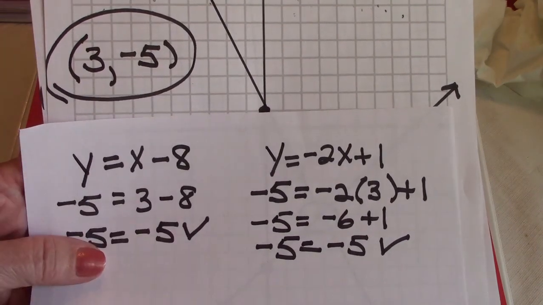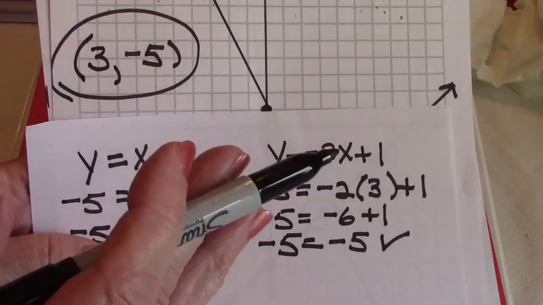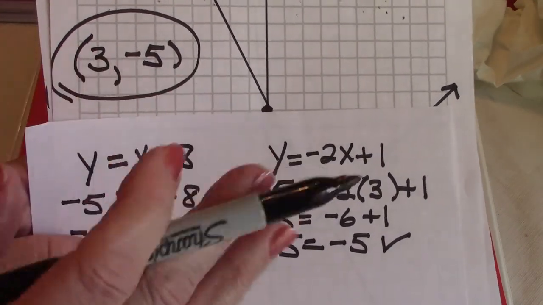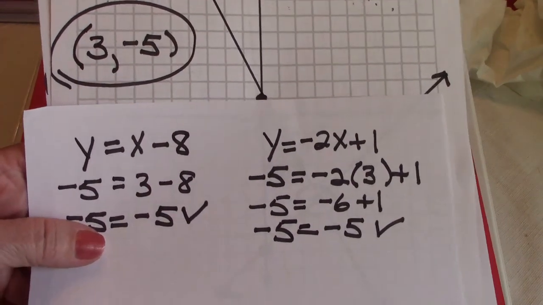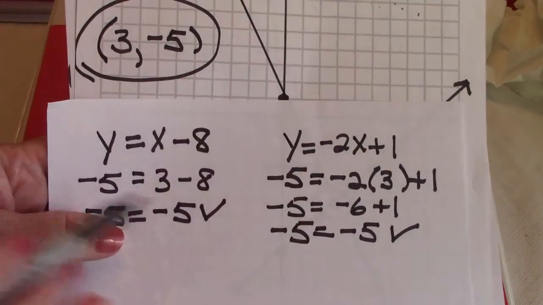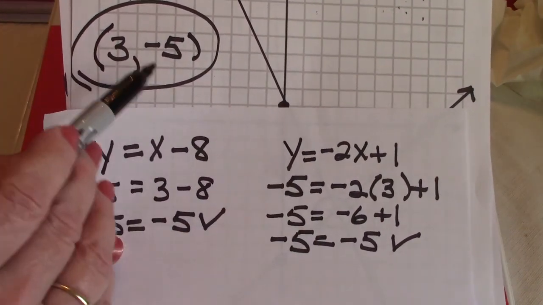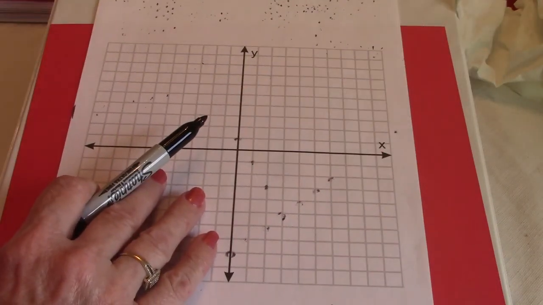I now know that the solution for my system of equations is (3, negative 5), because it works in both of my equations. To have a system just means a group. You have to have at least two, or sometimes three. You could have more, but usually it's just two or three. We'll only be doing two. So a system of equations is my group of equations, and what point do they share? That is the point of intersection. Very good.